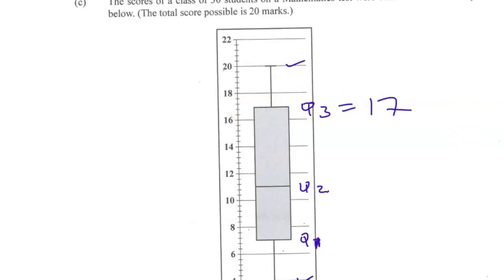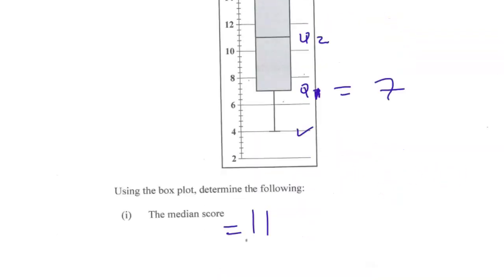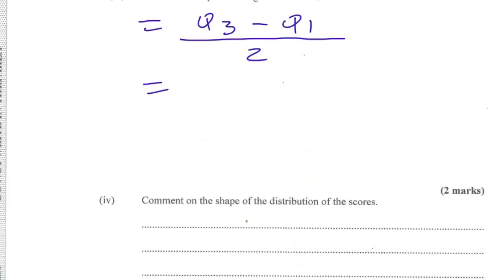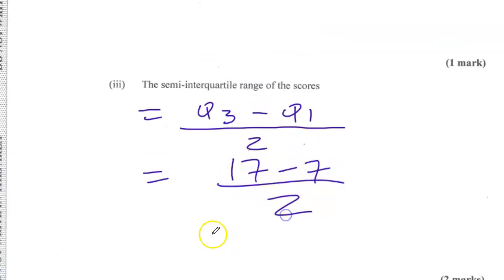And the lower quartile, so 6.4, 6.8. I would say the lower quartile is 7. So it'll be 17 minus 7 over 2, that's 10 divided by 2, so the semi-interquartile range would be 5.